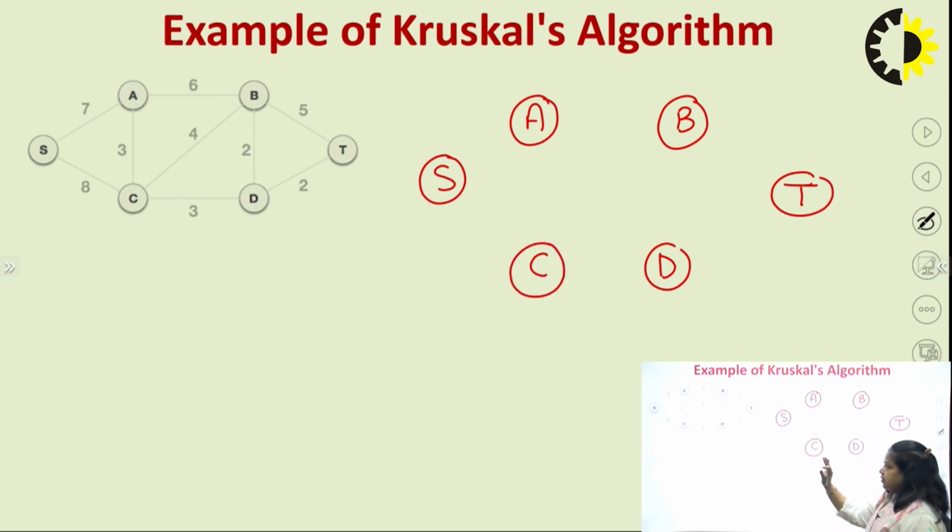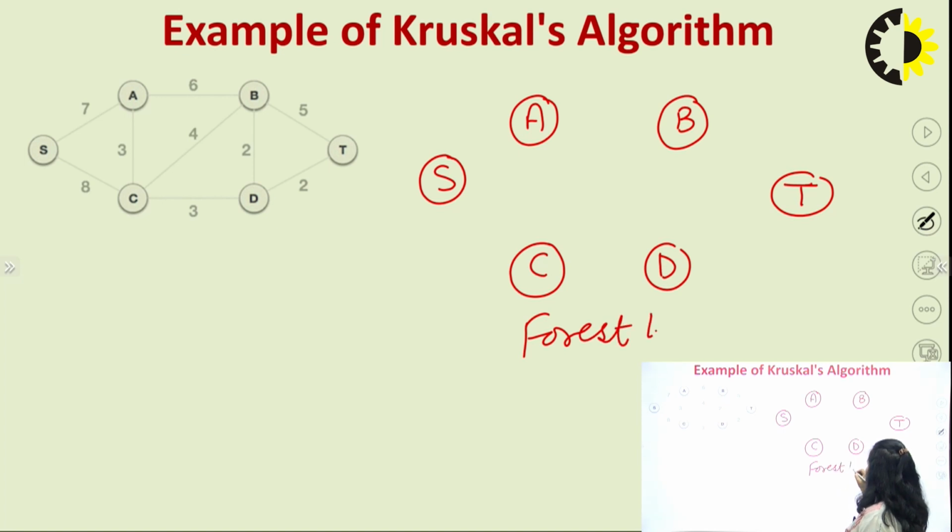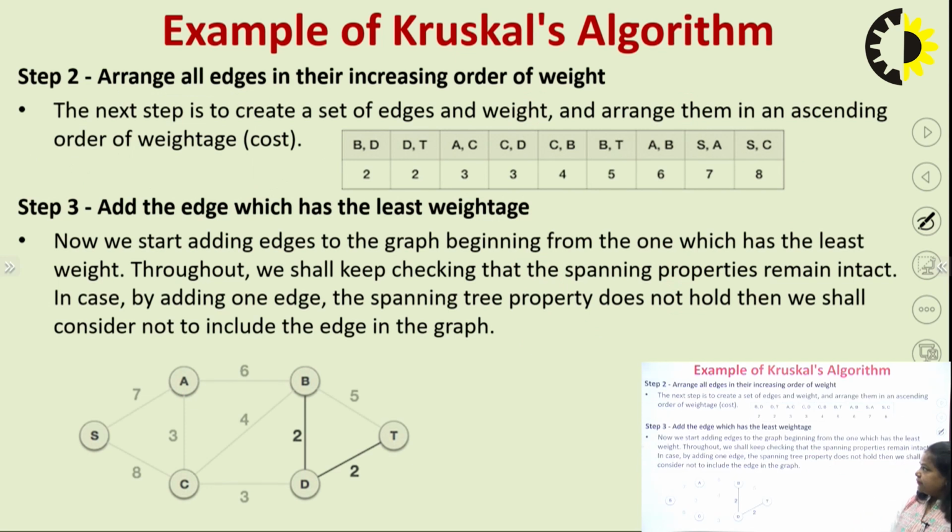Now you can see, similarly, in the given graph I have covered all the vertices, right? So after that, first of all, we have to create the forest of a tree. This tree is called a forest tree. Fine. After creating the forest tree, the second step says that we have to arrange all the edges in increasing order of their weight.